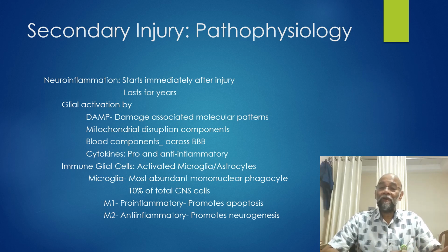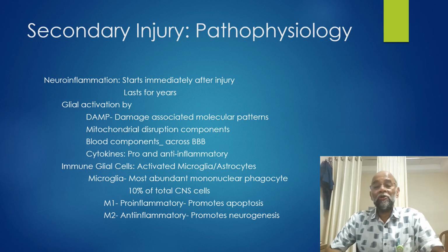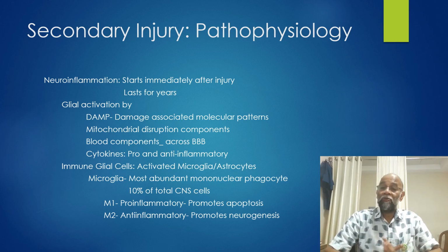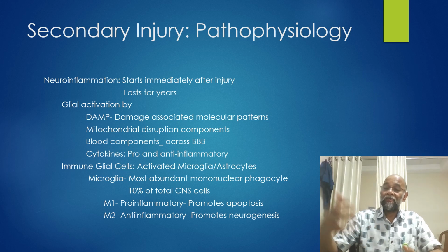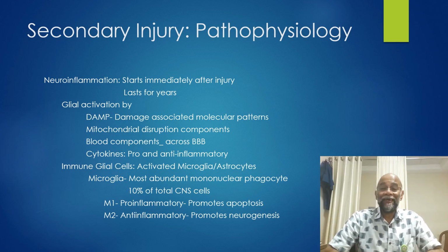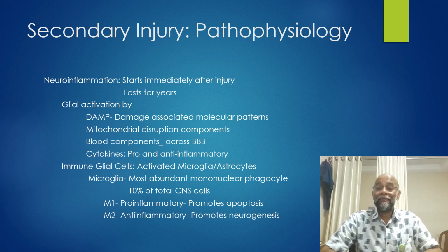Cytokines are both pro-inflammatory and anti-inflammatory. Even glial cells, which are activated microglia and astrocytes, contribute to the inflammatory response. Microglia are the most abundant mononuclear phagocytes, which constitute almost 10% of the total CNS cells. But there are two types. M1 microglia are pro-inflammatory and promote apoptosis, that is ongoing self-programmed cell death. And M2 are anti-inflammatory. They actually promote healing, neurogenesis.